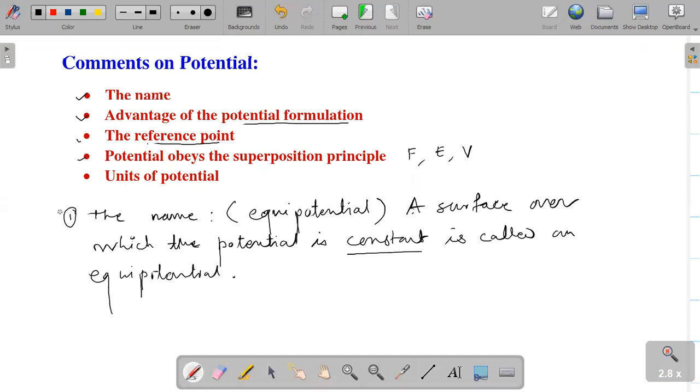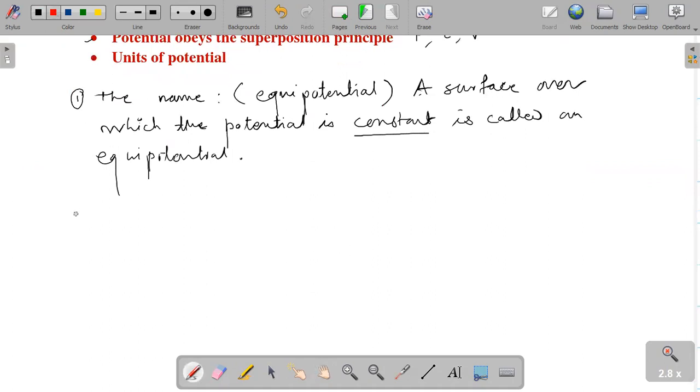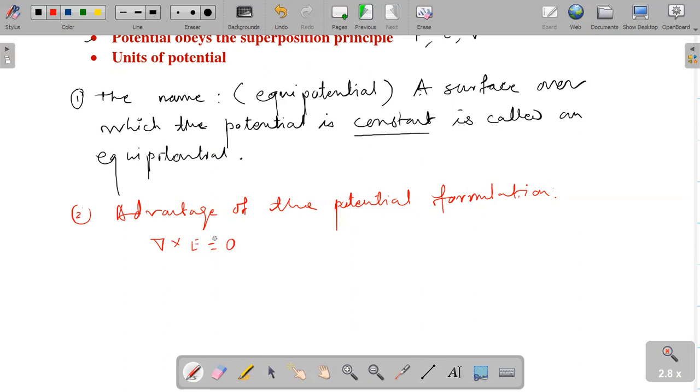The next point is the advantage of potential formulation. I will shift it upward. Next point is the advantage of the formulation. And dear student, in this case, what is the curl of E? Anyone? 0. Yes, curl of E equal to 0. From curl of E equal to 0, we can write, here I will write in determinant form: I, J, K, then del by del X, del by del Y, and del by del Z, Ex, Ey, and Ez is equal to what, dear student? Is equal to 0. Understood?